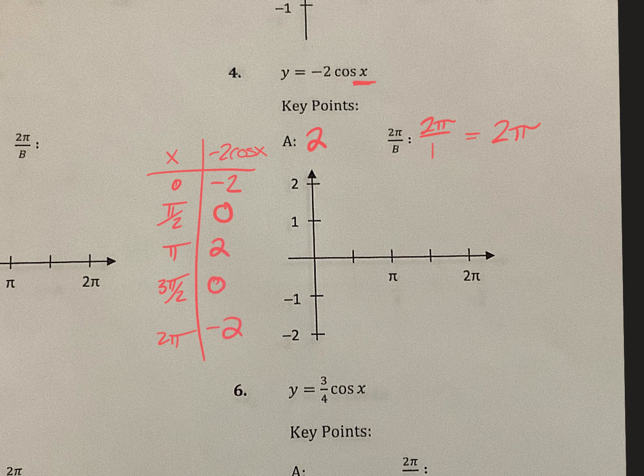Okay, and once you start to see the patterns, it goes pretty easily, right? So then your last two are 0 and negative 2. So then you graph. At 0, we start at negative 2. At pi over 2, we're at 0. At pi, we're at 2. Ta-da!